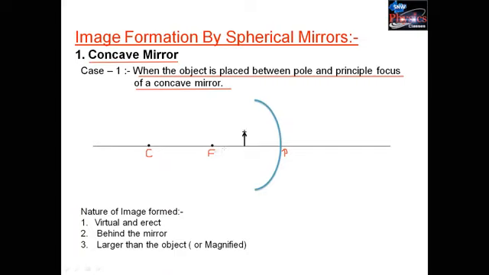Okay, now the very first rule was when a ray of light passes parallel to the principal axis. This is our principal axis. When a ray of light passes parallel to the principal axis, then after reflection it passes through the focus. Okay, after reflection where will it go? It will pass through the focus. This was the first rule.